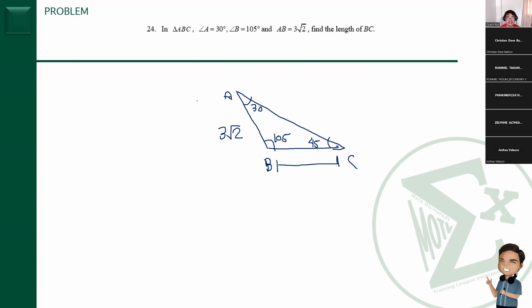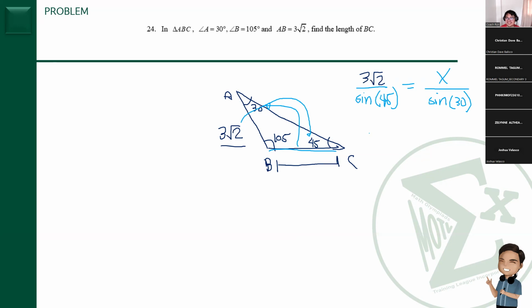Okay, so let's do the law of sines. 3 square root of 2 over the sine of what's opposite it. The opposite of that one is 45. And our missing side, let's call it x for now, equals x over sine of what's opposite x, which is 30.